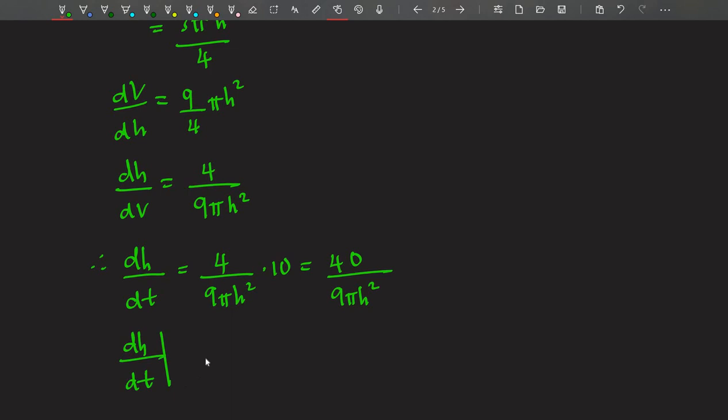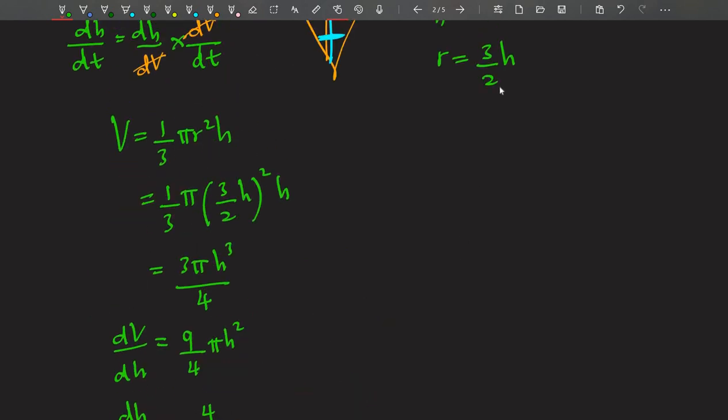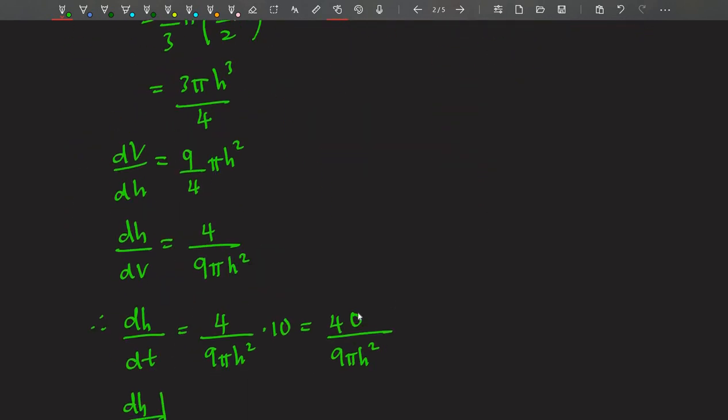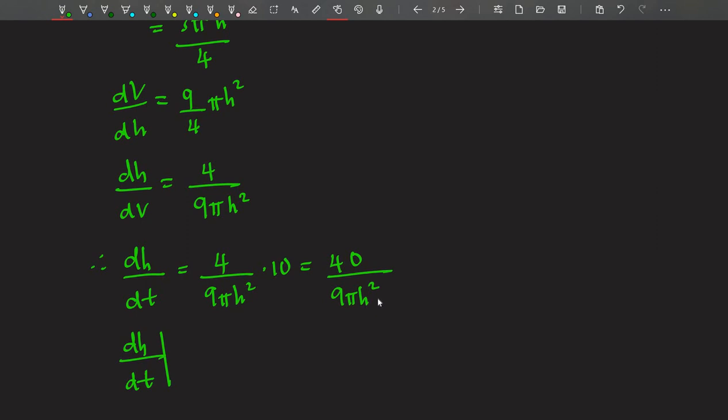So you have two options. The first one, you can find the value of h when r is equal to 6, and the other one, we just substitute 3 over 2 h here. It's up to you, but for me the easiest thing to do is to calculate for h. So we have r equal to 3 over 2 h, which means h is equal to 2 over 3 r. H is equal to 2 over 3 times 6, so h is equal to 4. So here dH over dt when h equal to 4.